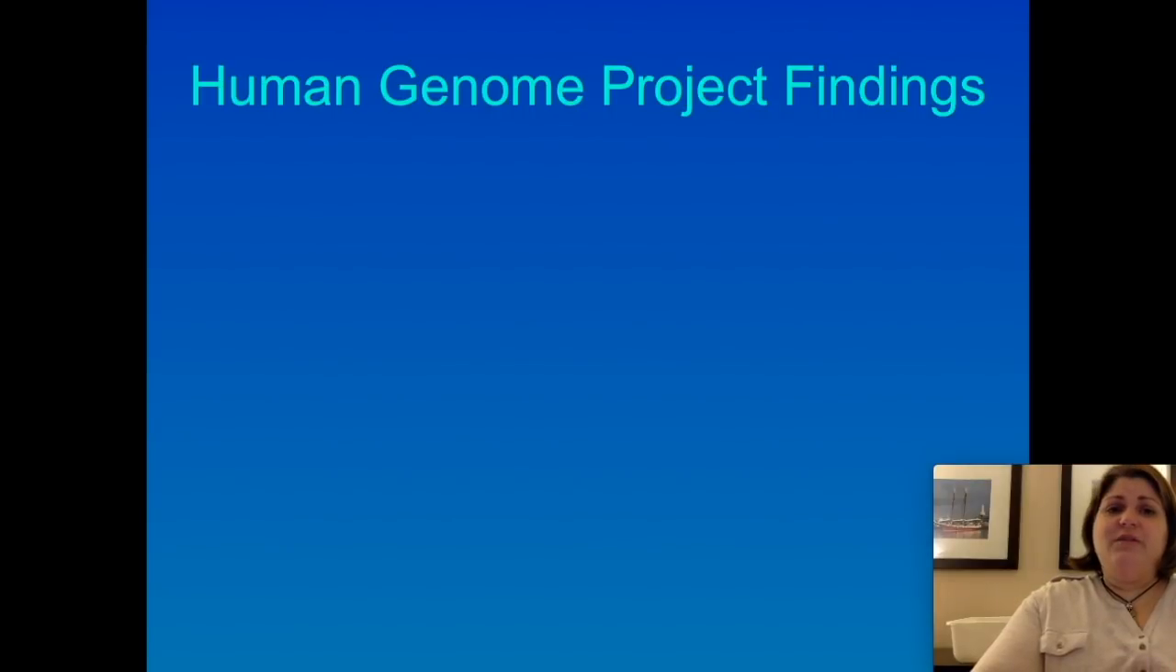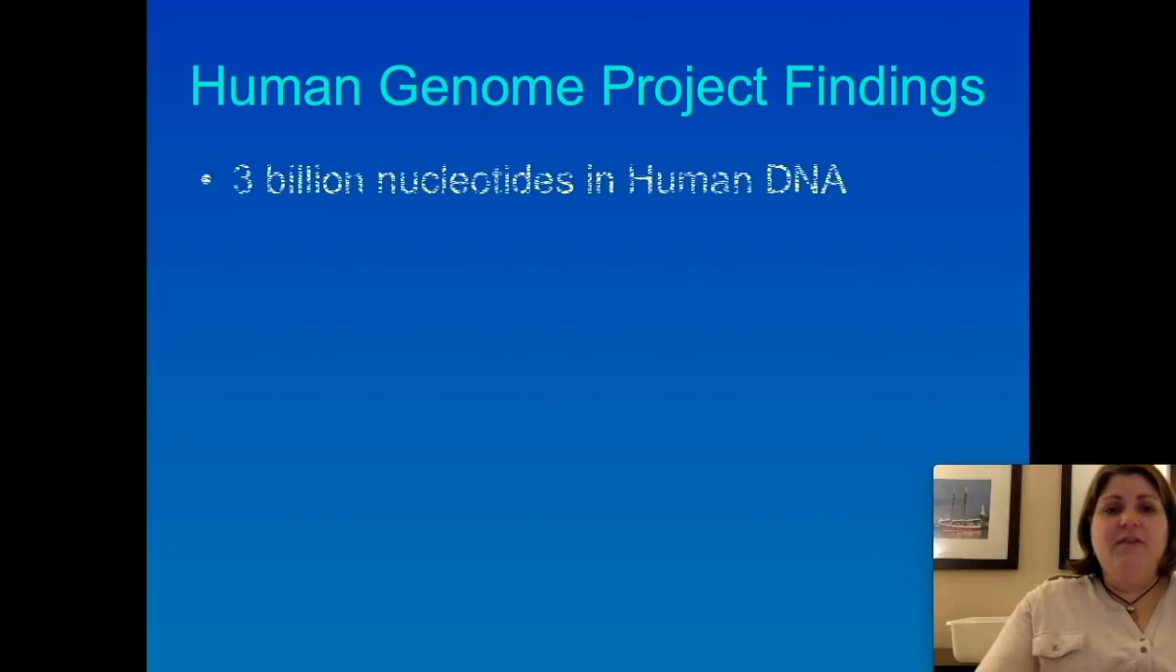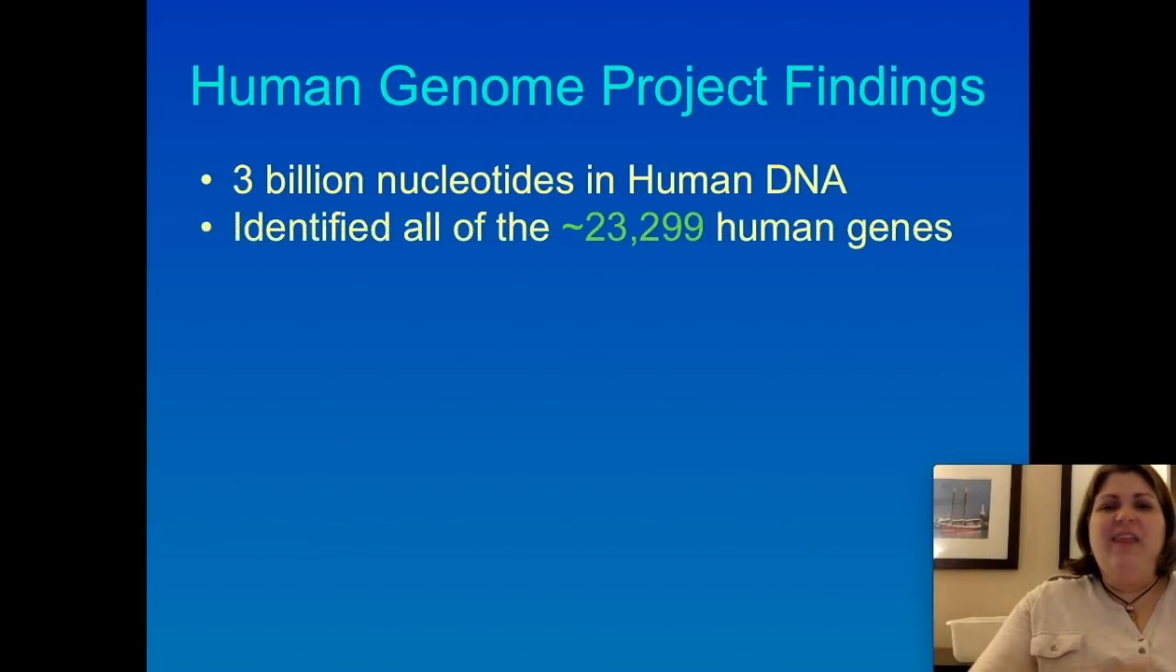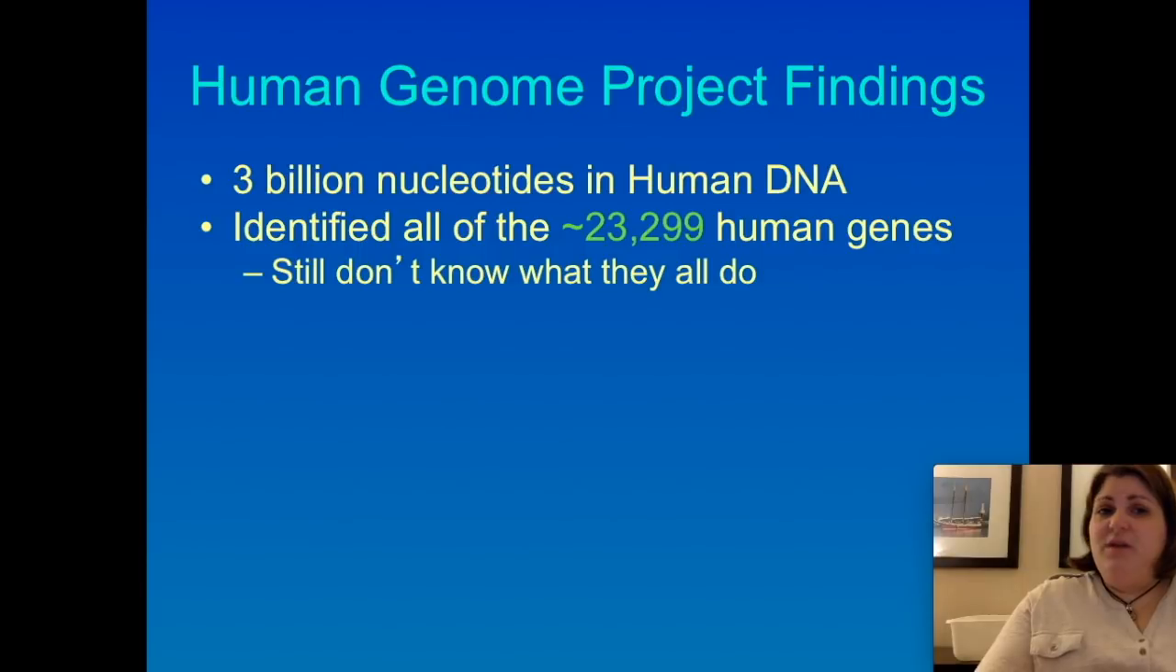There were a lot of things that were discovered by the Human Genome Project. The first is just how big DNA is. It's over 3 billion nucleotides long, and that there are over 23,000 genes. We still don't know what they all do. That's where things like RNAi come in handy.